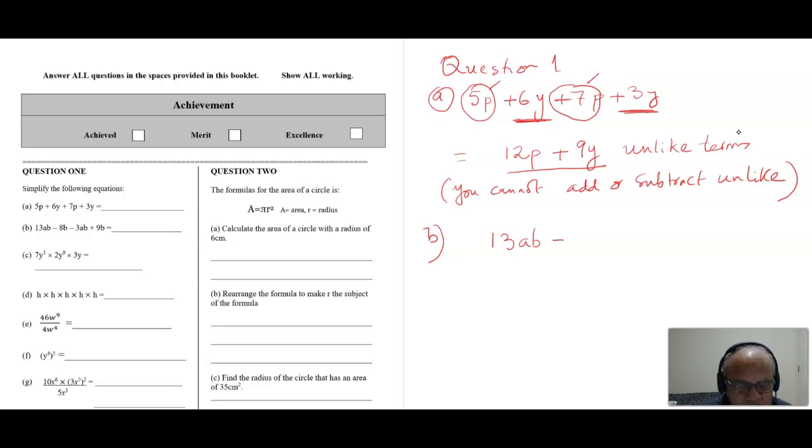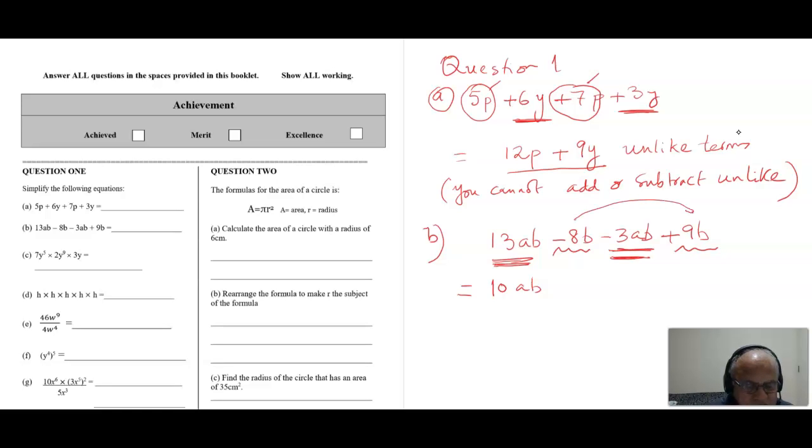13ab, there are two letters, two variables, so by now we are quite familiar with those. I hope I have copied it correctly. These are the two like terms, these are a pair of like terms. So a positive 13ab and negative 13ab will give you 10ab, and if you simplify these two, negative 8b and positive 9b will be leaving you with a simple 1b, and in algebra we do not write positive 1b. Instead we simply write positive b, and that is going to be the final answer.